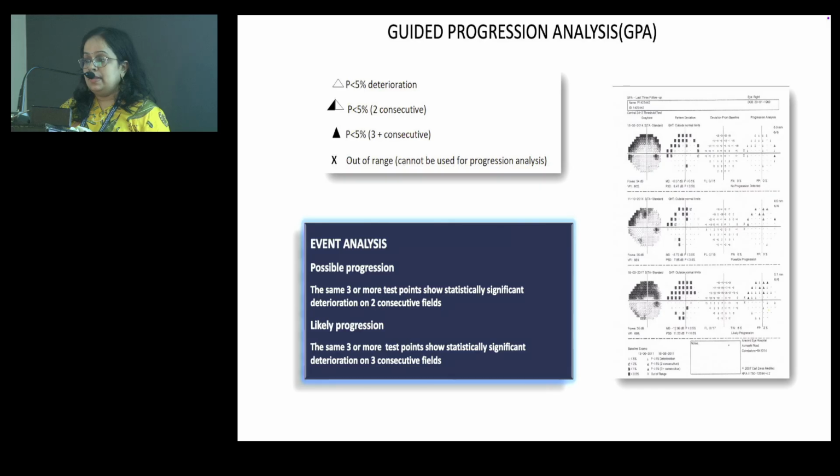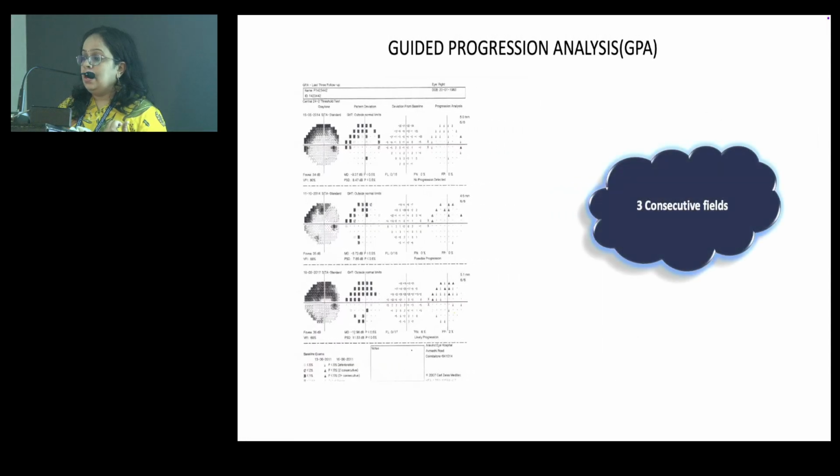And there is also an event-based analysis, which tells you whether the same point shows deterioration in 3 consecutive visits. If there is a 5% deterioration, there is an open triangle, a half-filled triangle, and a full-filled triangle. If the same point has more than 5% deterioration in 2 consecutive visits, it is possible progression, and in 3 consecutive visits, it is likely progression. And there should be 3 consecutive fields, that is very important.